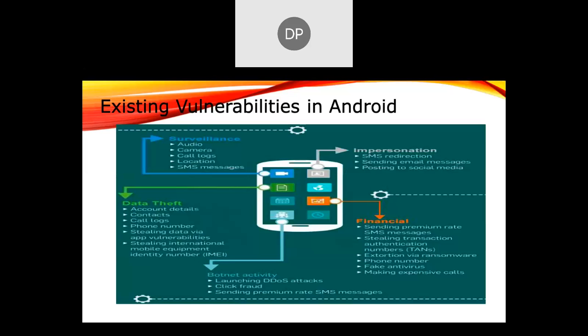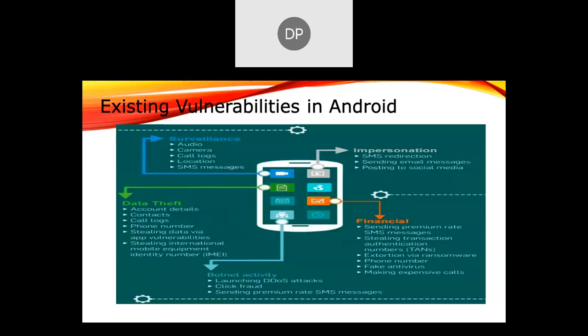The first vulnerability is impersonation, which includes SMS redirection, sending email messages, and posting to social media. Financial vulnerabilities in Android are sending premium rate SMS messages, stealing transaction authentication numbers, extortion via ransomware, phone number, fake antivirus, and making expensive calls.